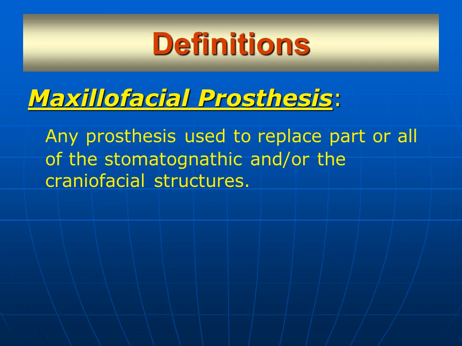As you know, stomatognathic: stomato denotes oral cavity in Latin language and gnathic means jaws. So stomatognathic means anything replacing part of the oral cavity or the jaws. Craniofacial: part of the cranium and the face. Therefore, a maxillofacial prosthesis will replace any part of the stomatognathic and or craniofacial structures.